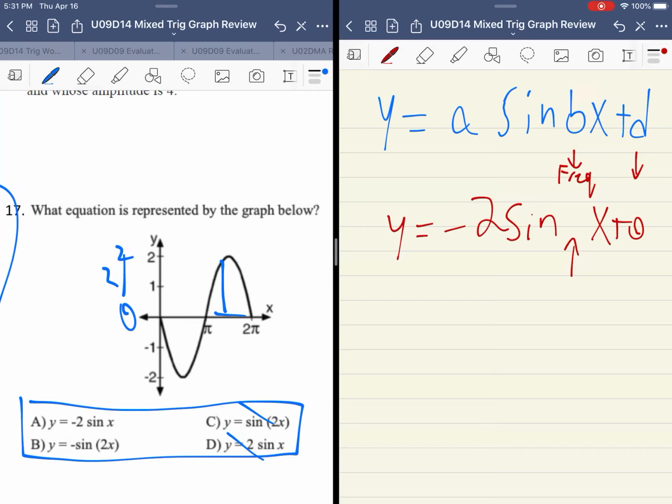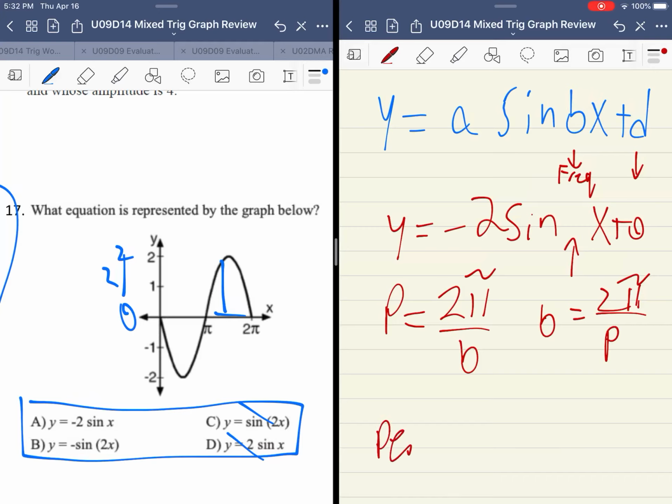Don't forget the period is equal to 2 pi divided by the frequency, and vice versa. The frequency is equal to 2 pi divided by the period. Now in this case, we can see that this graph has a period of 2 pi. And the reason for that is because this graph completes an entire cycle, from the middle all the way back to the middle at 2 pi. So that's the period. So we can find the frequency, which is what we need for our formula.